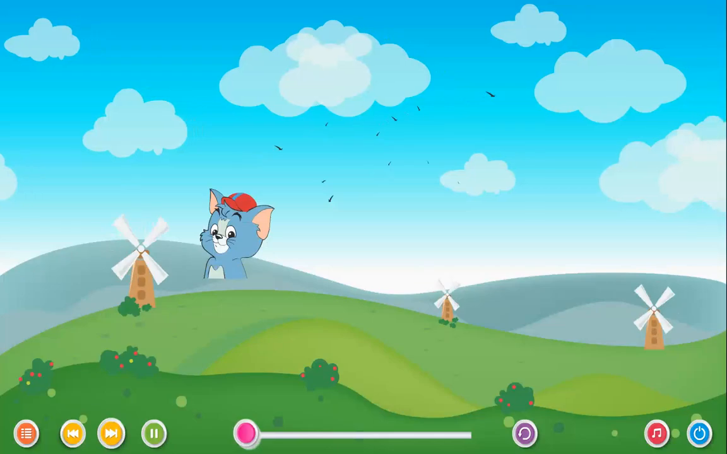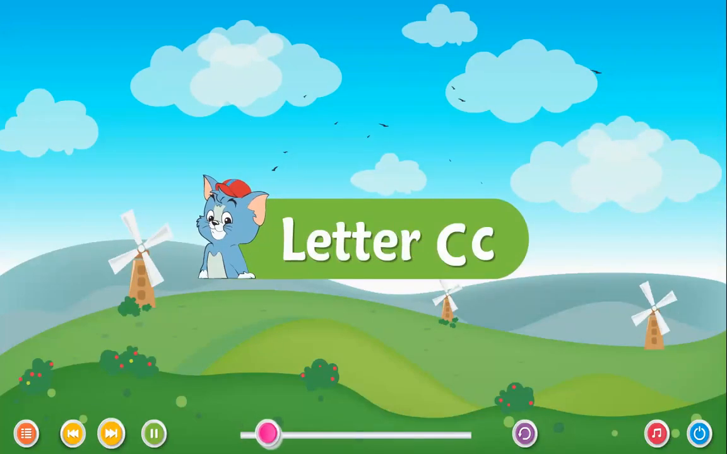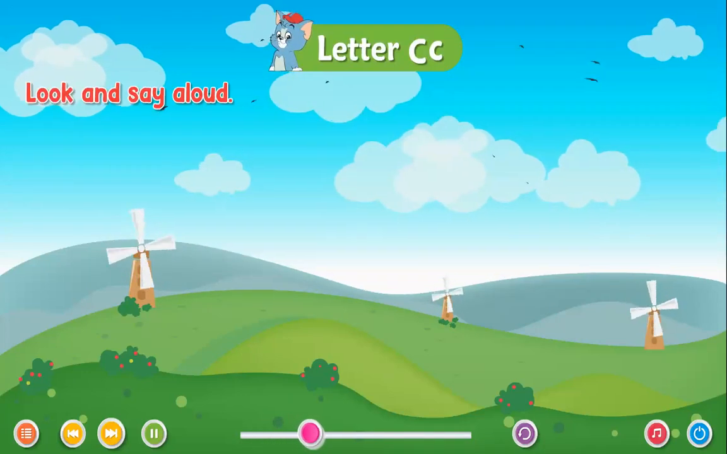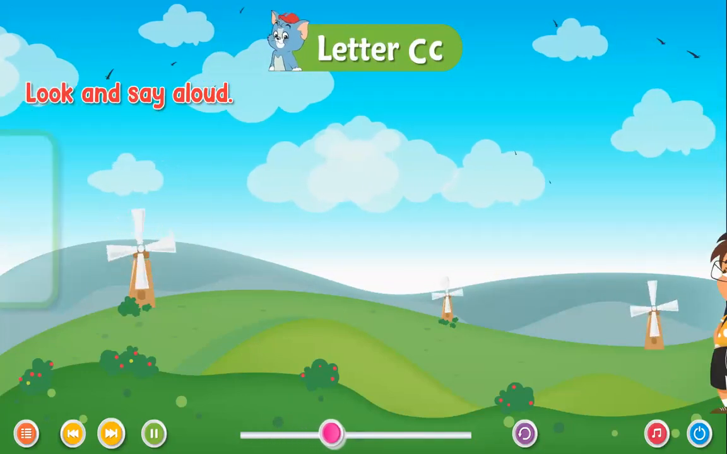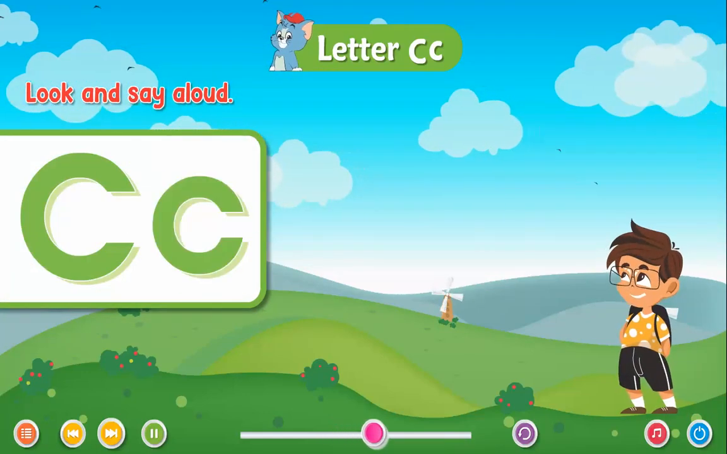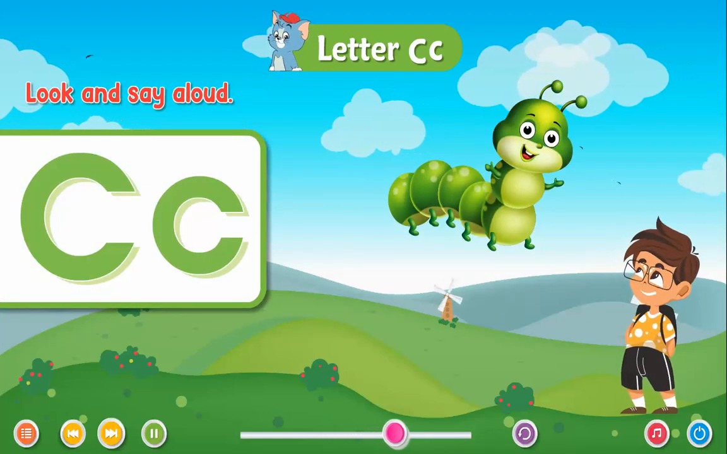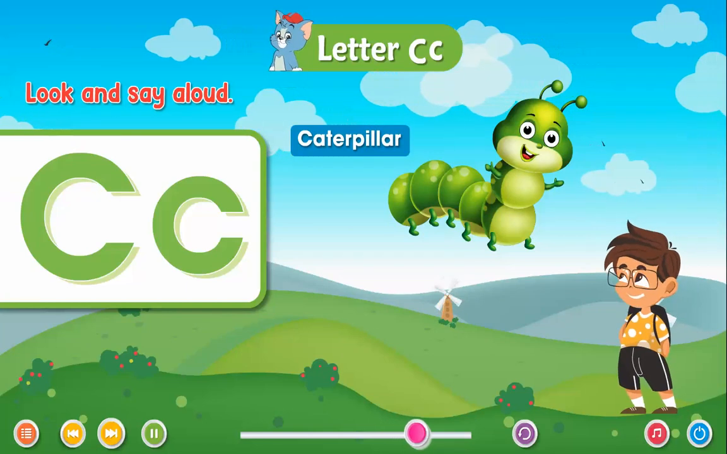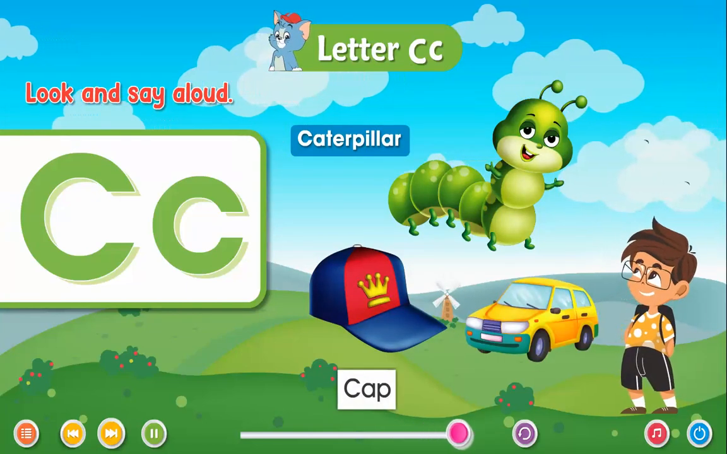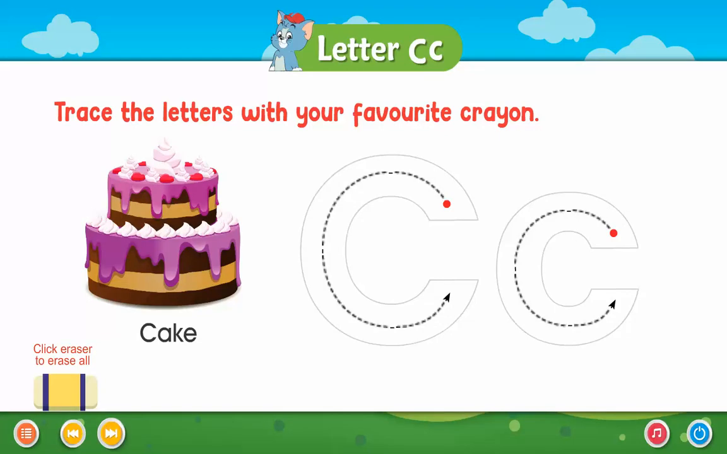Color the letter capital C, small c. Look and say aloud. Capital C, small c. C for caterpillar. C for cap. C for car.